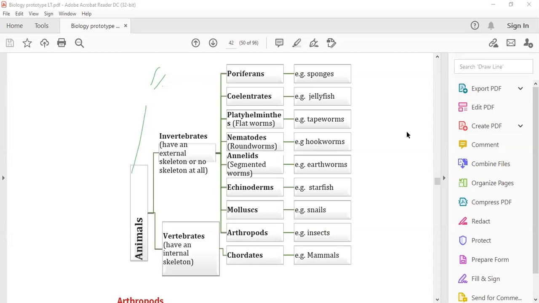Invertebrates are organisms without a backbone. Very good. Okay. Those organisms without a backbone are the ones we call invertebrates. Then what about the vertebrates?